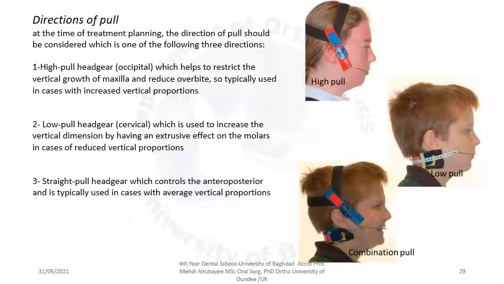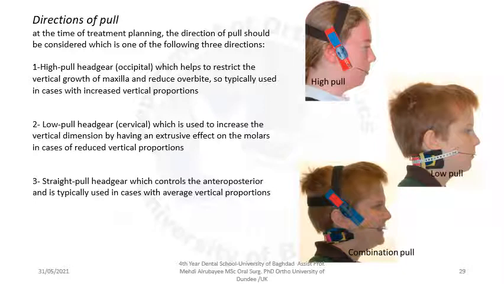The direction of pull of headgear: at the time of treatment planning, the direction of pull should be considered, which is one of the following three directions. Either high pull headgear or occipital, which helps to restrict the vertical growth of the maxilla and reduce overbite, so typically used in cases with increased vertical proportion.